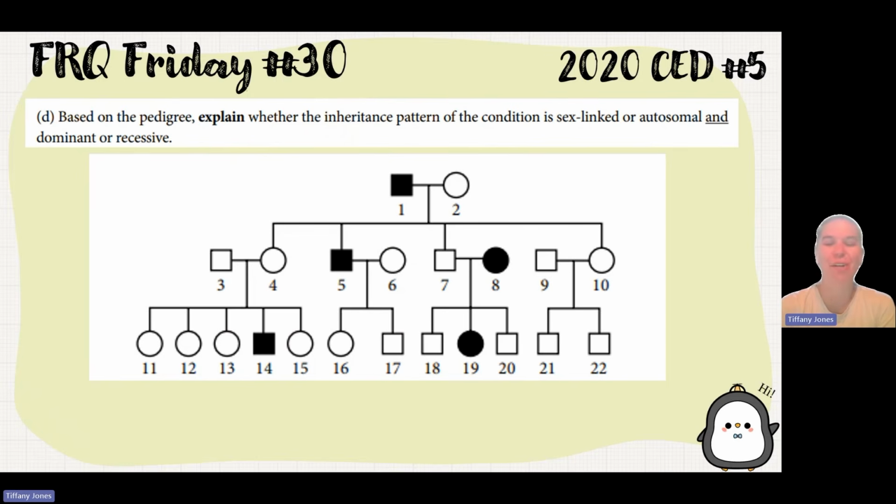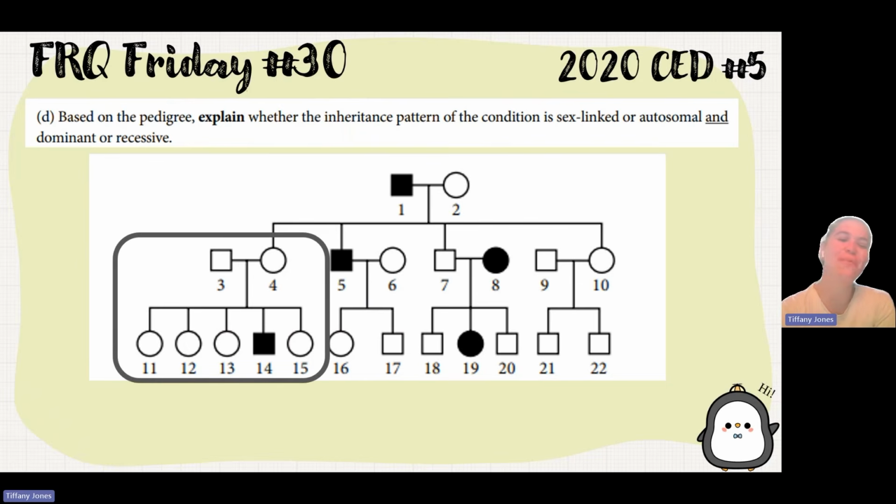Based on the pedigree, explain whether the inheritance pattern of the condition is sex-linked or autosomal and dominant or recessive, which we already explained because we needed to know that information for the last question. And so if we look here, we can see that 3 and 4 are able to pass on that trait, so it tells us that it is recessive.